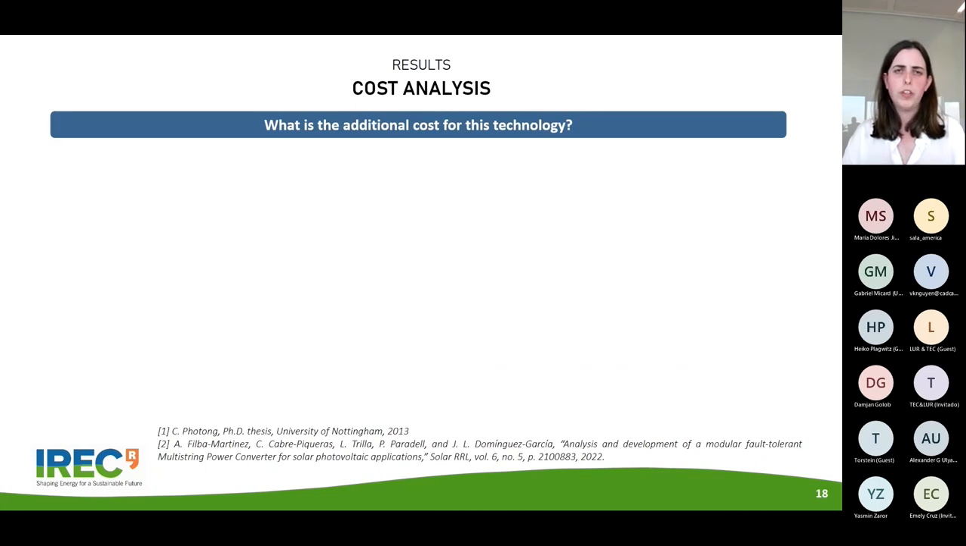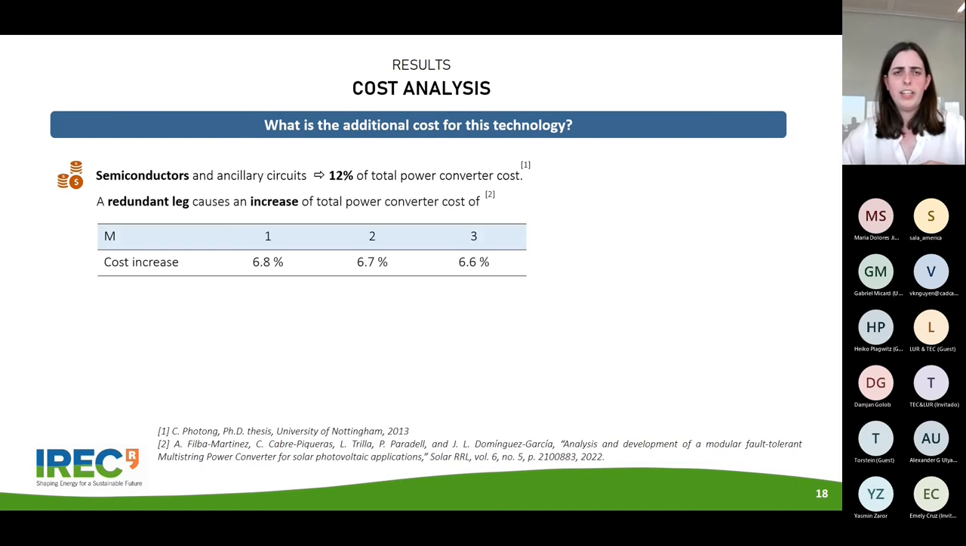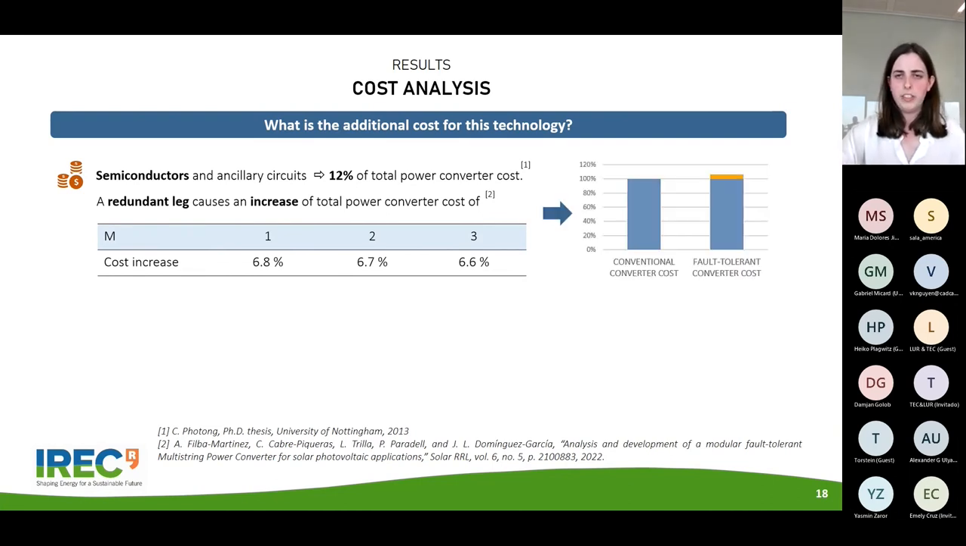And finally, moving on to the cost analysis, it's interesting to study what the additional cost of this technology is. We start this analysis knowing that the semiconductors and ancillary circuits of a converter account for 12% of the total power converter cost. A redundant leg would cause an increase of the total cost of more or less 6%. So this is a very small increase in the converter cost.